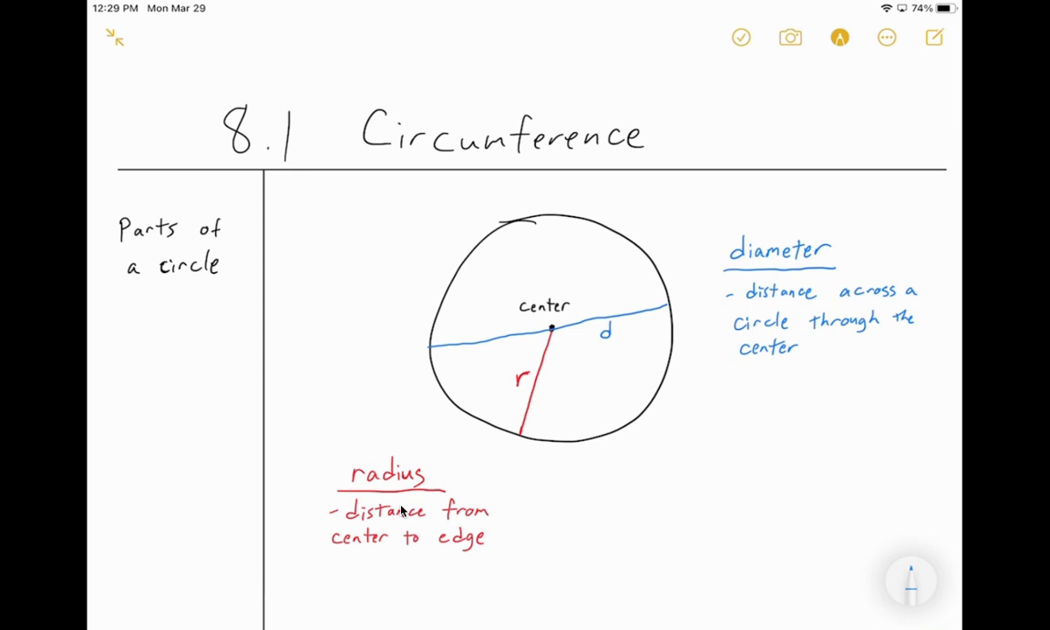Now, here's a question for you. How does a radius and a diameter compare to each other? Right? If I'm going to, let me erase this word center for right now just to get it out of the way. If I'm looking at radius and diameter, right? Remember, the radius goes from the center to the edge, and the diameter goes all the way through but hits the center, okay? We know the diameter is longer, but how much longer? How much longer is a diameter than a radius?